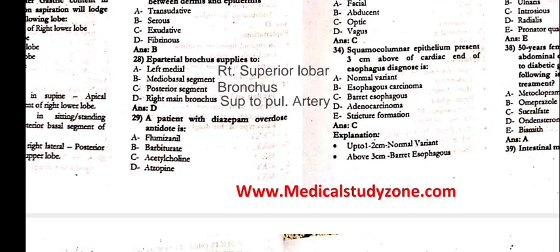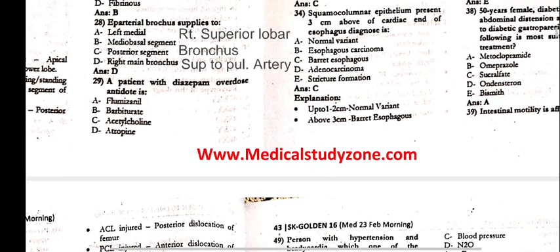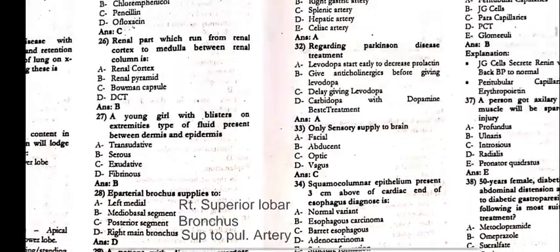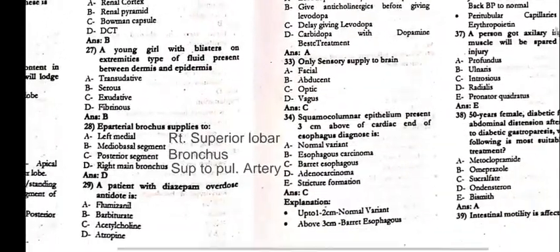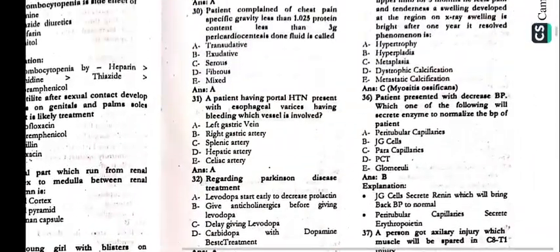28, the arterial bronchus supplies to right main bronchus. Next, 29, the patient with diazepam overdose, the antidote of diazepam would be flumazenil.